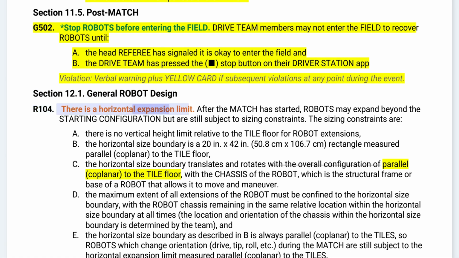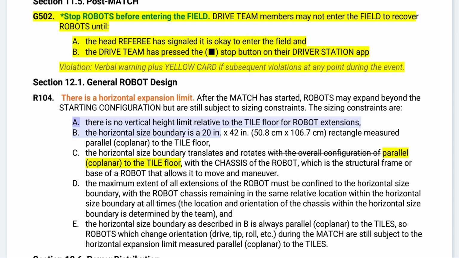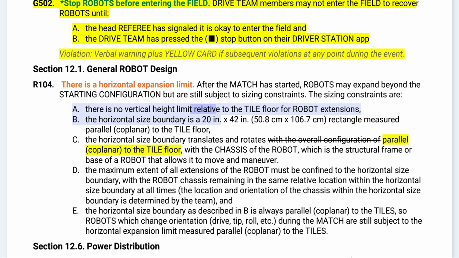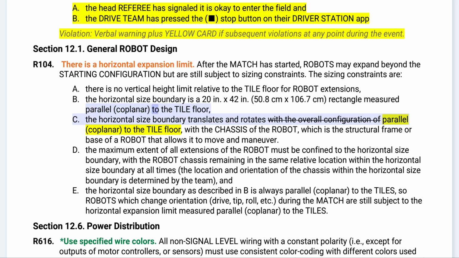There is a horizontal expansion limit. After the match has started, robots may expand beyond the starting configuration but are still subject to sizing constraints. The sizing constraints are: A. There is no vertical height limit relative to the tile floor for robot extensions. B. The horizontal size boundary is a 20 in. x 42 in. (50.8 centimeters x 106.7 centimeters) rectangle, measured parallel coplanar to the tile floor.